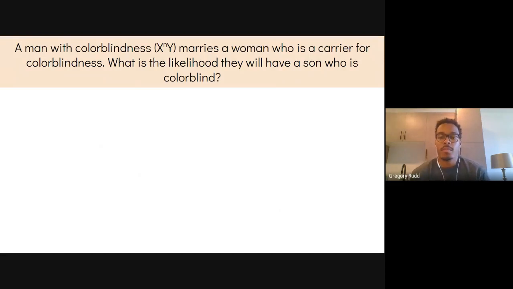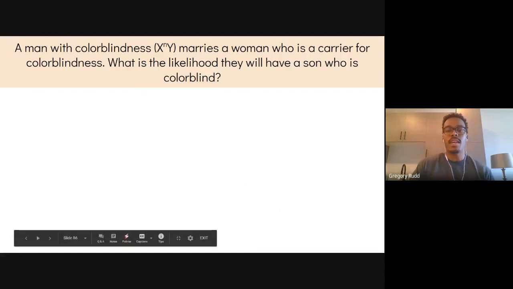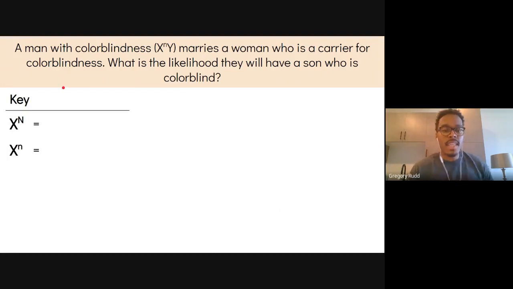But the next practice problem has a man with color blindness who marries a woman who is a carrier for color blindness. What is the likelihood that they will have a son who is colorblind? So first thing we need to do is set up a key. My key in this case, again, this is a sex-linked recessive trait. So that means that my dominant N is going to be for color sight. That means people who are not affected by color blindness. My lowercase n is going to be for color blindness.